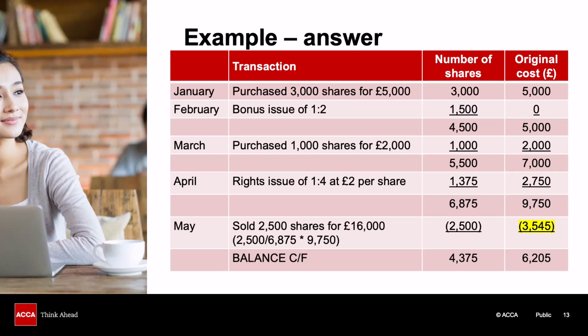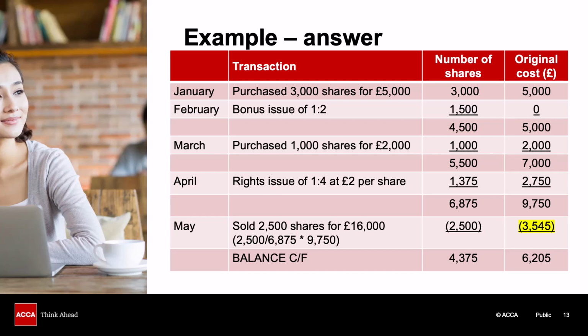We've got 2,500 shares that we're selling out of a pool of 6,875. If we then multiply that by the cost of the 6,875 shares, 9,750, we get the proportion of the cost that is allocated to those 2,500 shares. That's where the 3,545 figure comes from. So 2,500 shares divided by the total pool of 6,875 multiplied by the total cost of those 6,875 shares, 9,750. That gives us our missing figure of 3,545.